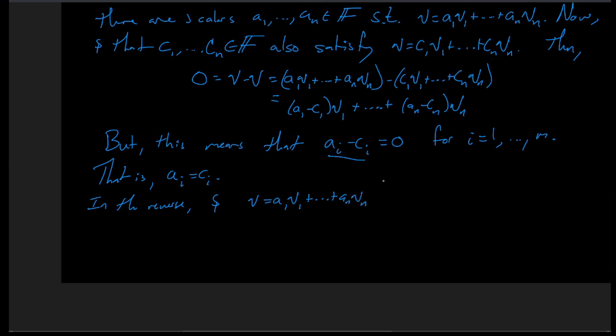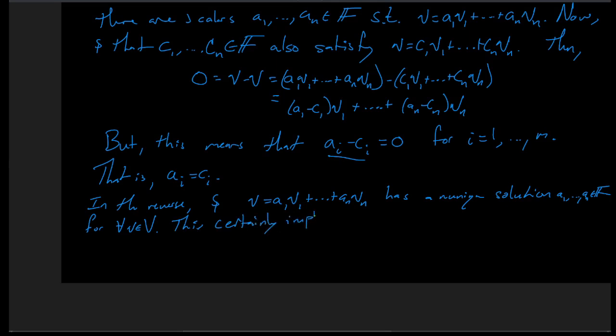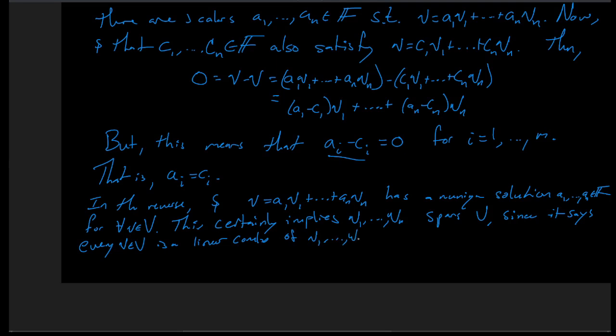suppose that v equals a1 v1 plus dot dot dot plus an vn has a unique solution a1 through an in the field for all v in V. Okay. This certainly implies v1 through vn spans V, since it says every v in V is a linear combo of v1 through vn.